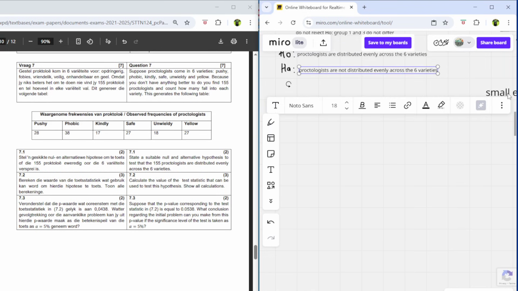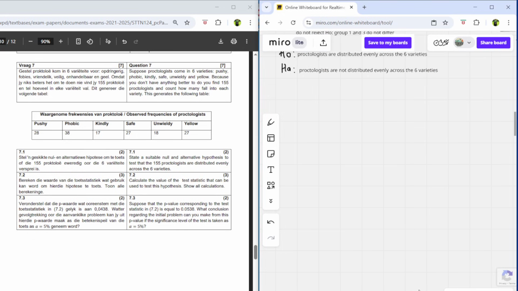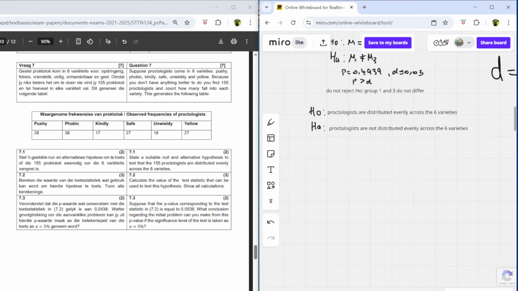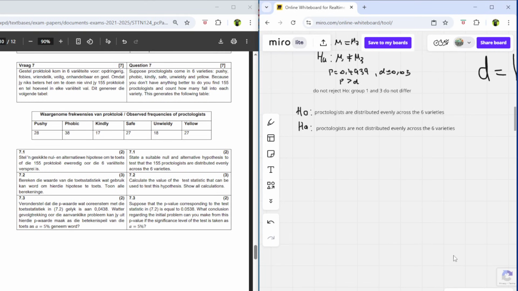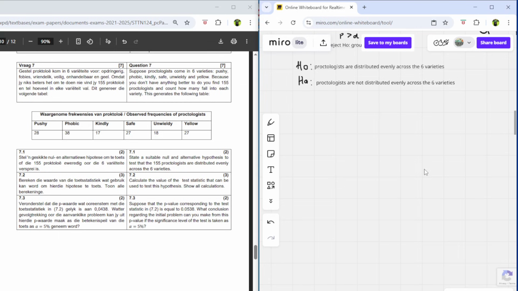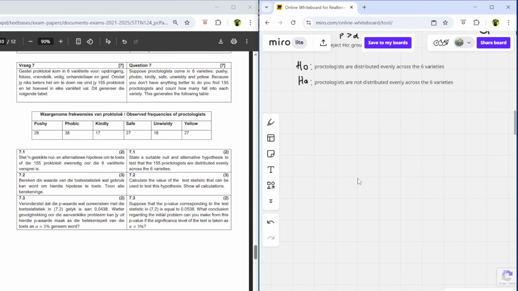Proctologists are not distributed evenly. That's how you write your null and alternative hypothesis. Proctologists are distributed evenly across the 6 varieties. Proctologists are not distributed evenly across the 6 varieties is your alternative. That's it for question 7.1. 2 marks. Simple 2 marks.